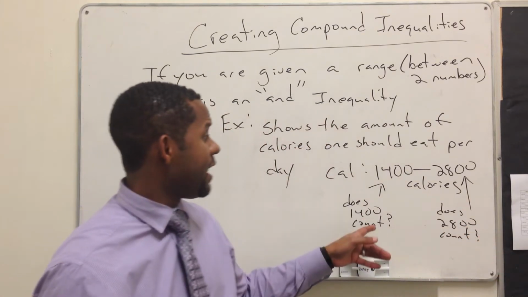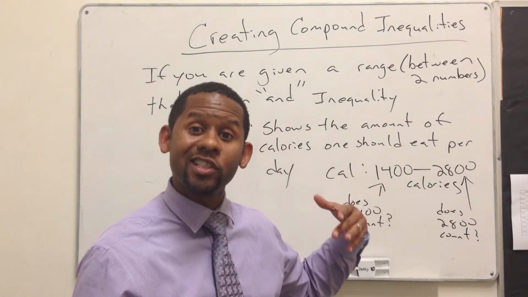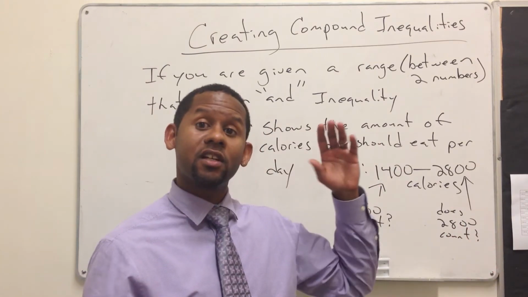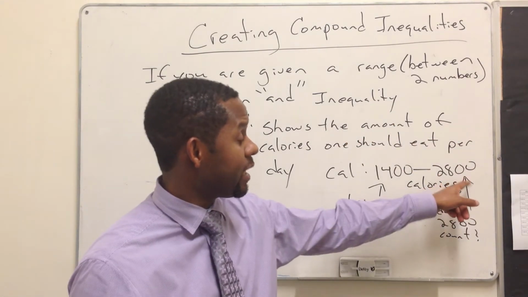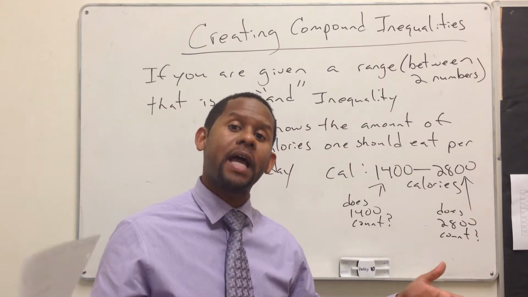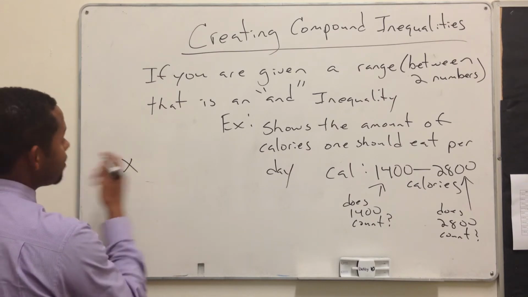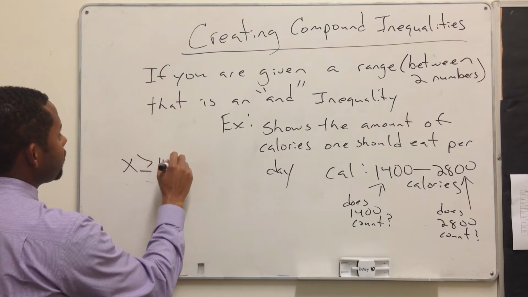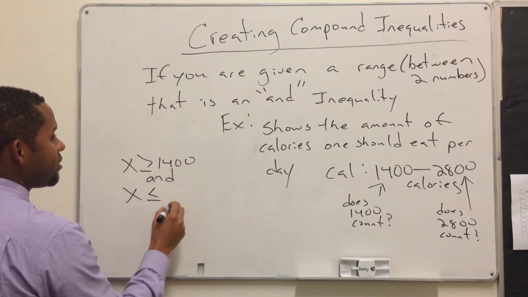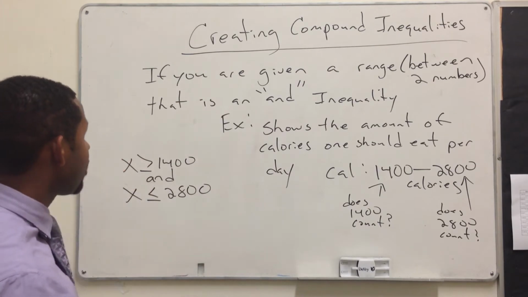So in this situation, if I eat 1,400 calories, am I within this range? Yes, I'm good. So that's greater than or equal to. 2,800, I'm good. So that's less than or equal to. They count. They're a part of that. So I would say x is greater than or equal to 1,400, and x is less than or equal to 2,800. There's my compound inequality.